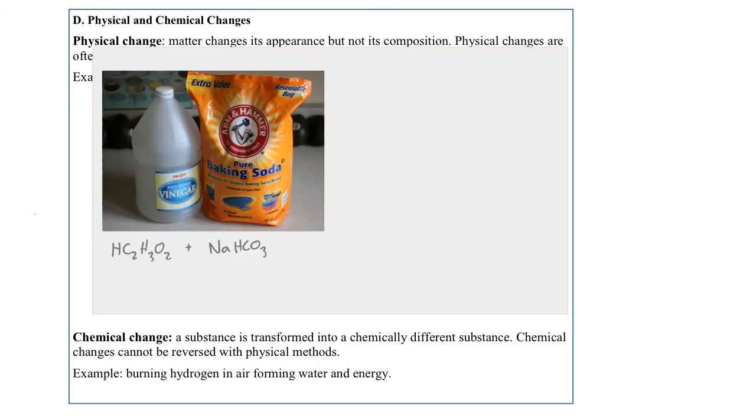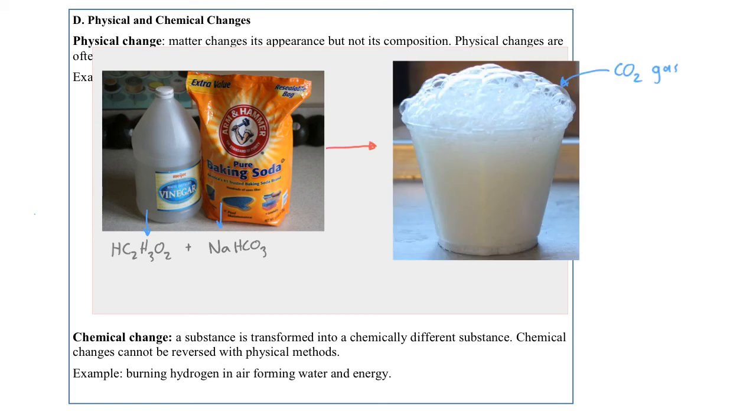So if we take some baking soda and we put it in with vinegar, we turn the baking soda into carbon dioxide, and we turn the vinegar into something called sodium acetate. This is an example of a chemical change because the identity of the substances at the beginning is different than the identity of the substances at the end. At the beginning, we have vinegar and baking soda. At the end, we don't.